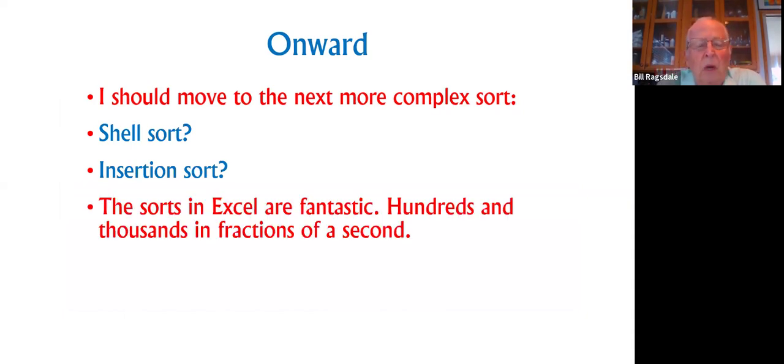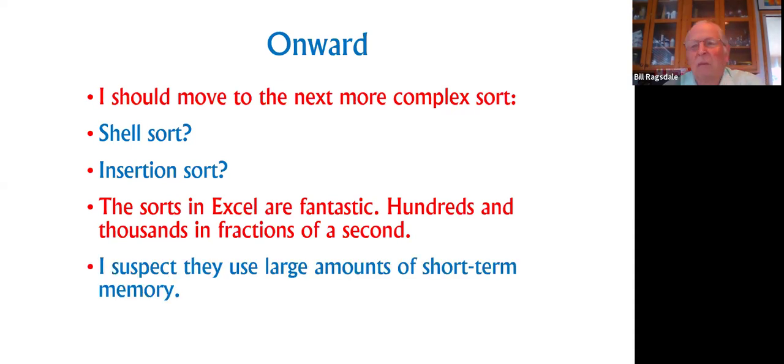I would offer an editorial comment that the sorts in Excel are fantastic. Sorting over hundreds of thousands can be accomplished in fractions of a second. I've done sorts of 2,000 and 3,000 rows, and the time is barely noticeable, probably less than 1 second. So my hat's off to however Microsoft is doing that. I suspect they use large amounts of short-term memory, at least 1 or 2 complete images of the matrix to accomplish that savings.